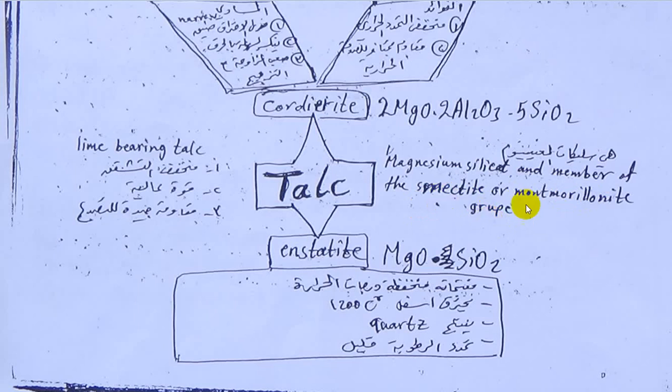As you can see, the second section of the talc is indicated by the enstatite term, which is chemically formulated as follows. The chemical composition or formulation for the enstatite is going to be exactly as follows, as written right here for you: the MgO, magnesium oxide, as well as the SiO2, silicon oxide or silica.